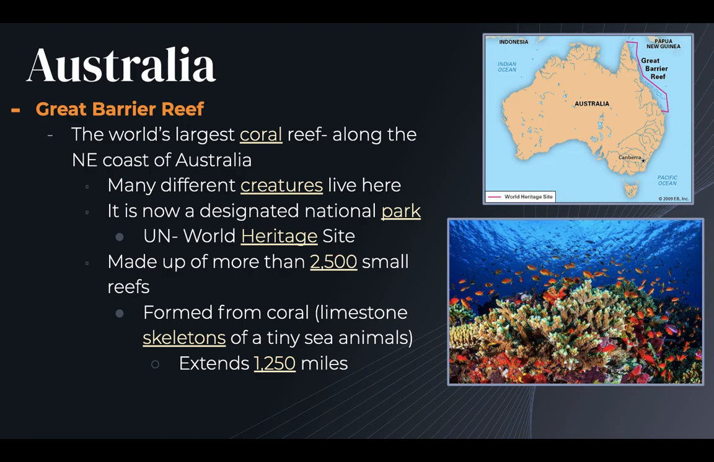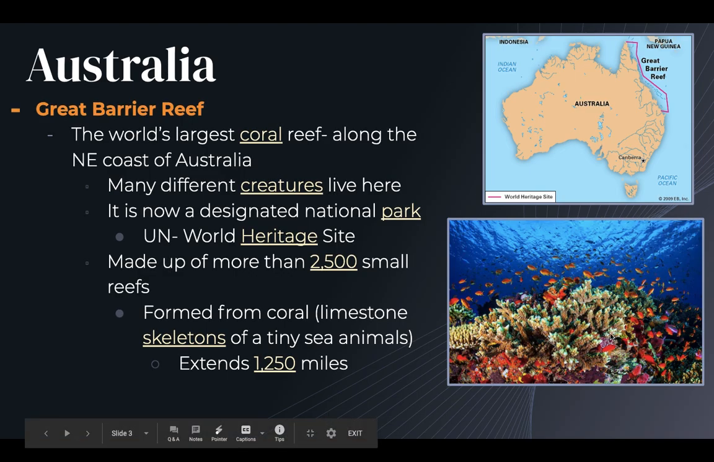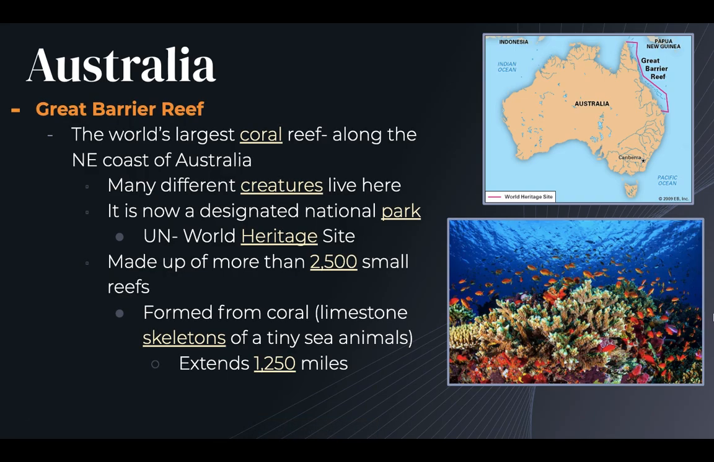The name makes it sound like it's one big reef, but it's not. It's actually made up of 2,500 smaller reefs that have all come together. These reefs are made up of coral, and that's what these little spots here are. Coral is very hard, and it's made of the limestone skeletons of tiny sea animals. The Great Barrier Reef extends about 1,250 miles. So this right here is the Great Barrier Reef.